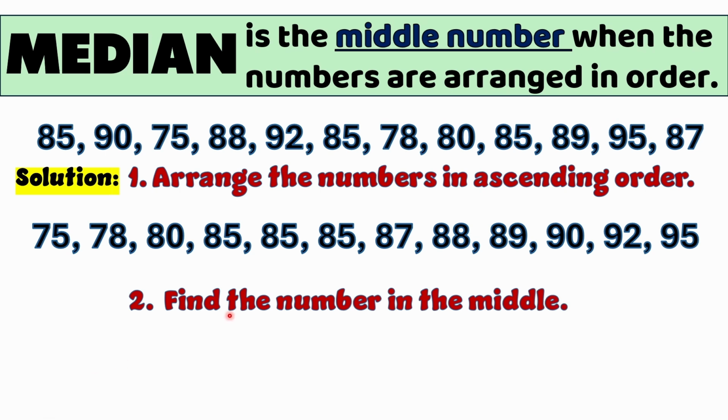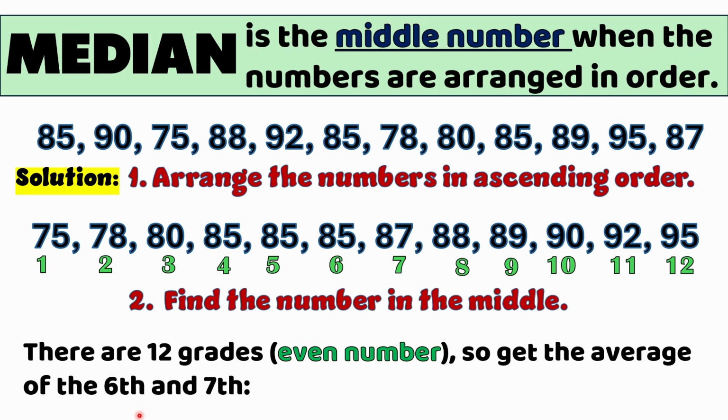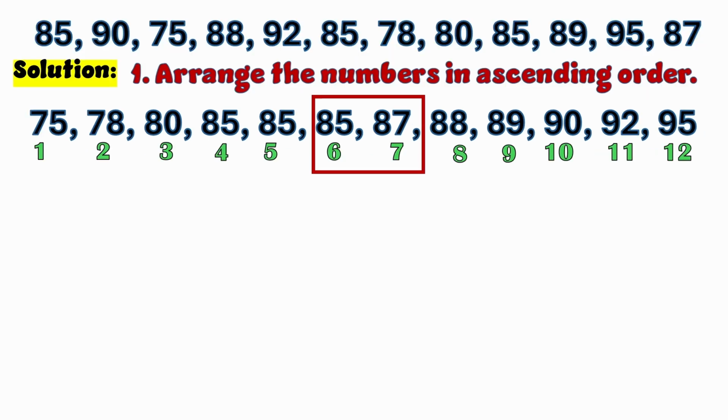And then the next step is to find the number in the middle. To find the number in the middle, let's count. We have 1, 2, 3, 4, 5, 6, 7, 8, 9, 10, 11, 12. So there are 12 grades, which is an even number. So get the average of the 6th and 7th numbers, which are 85 and 87.